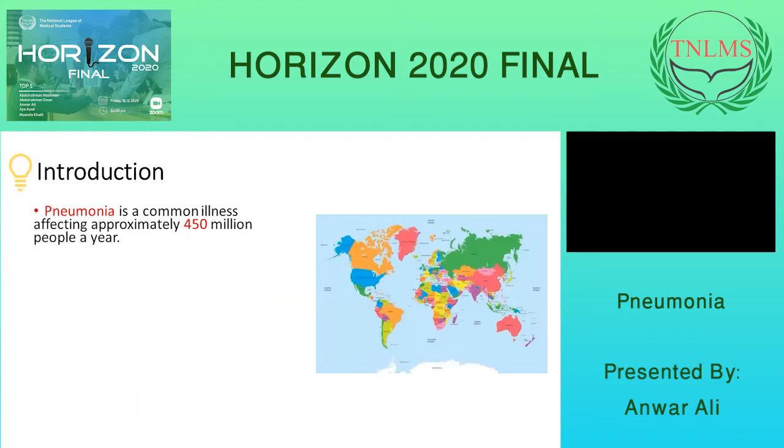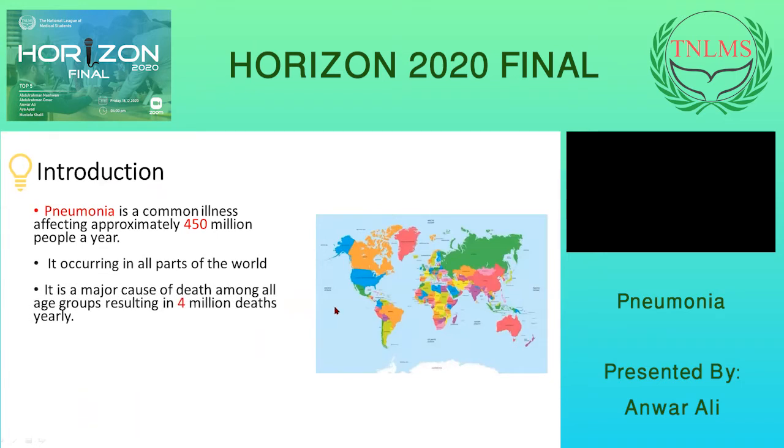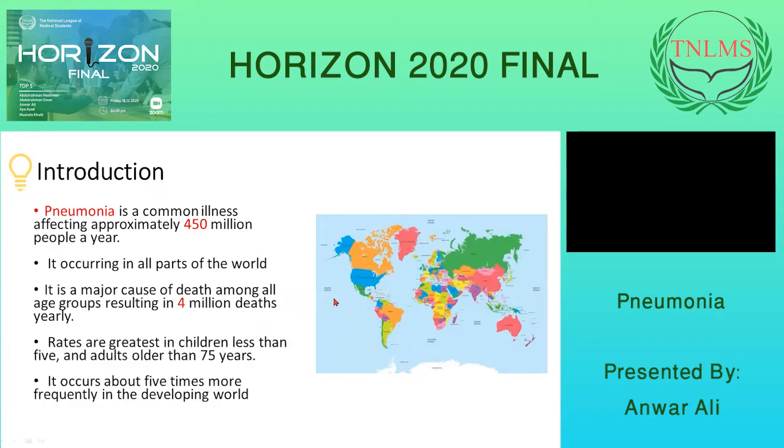Pneumonia is a common illness affecting approximately 450 million people a year, and it is occurring in all parts of the world. It is a major cause of death among all age groups, resulting in 4 million deaths yearly. Rates are greatest in children less than 5 and adults older than 75 years. It occurs about 5 times more frequently in the developing world.